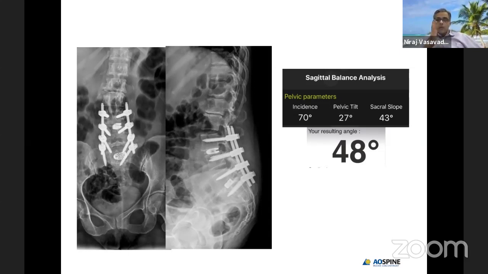In a comparatively younger lady, these parameters are very much non-forgiving. And that led to probably screw loosening, because the spine was trying to compensate. The pelvis was trying to compensate for whatever deformity we had fixed. So that led to loosening at the L5-S1 level.